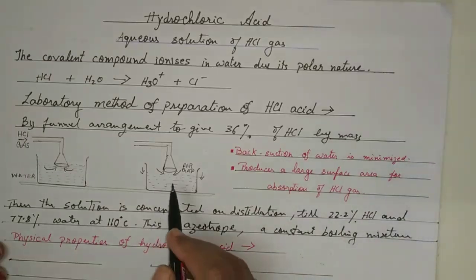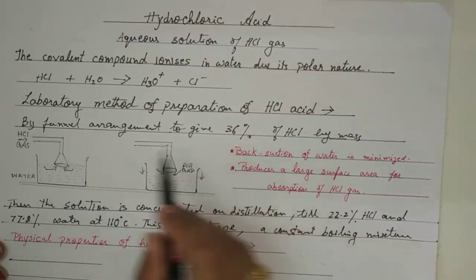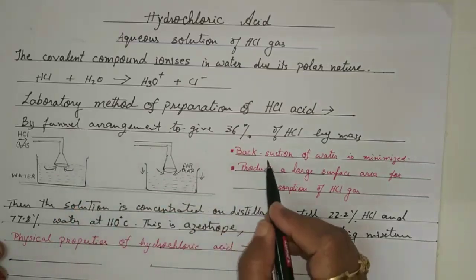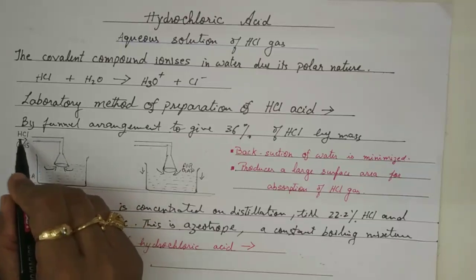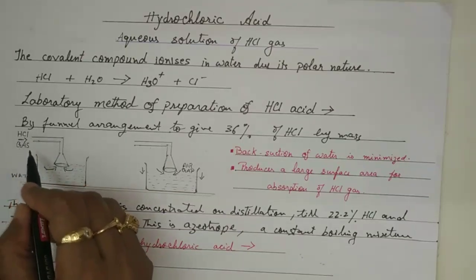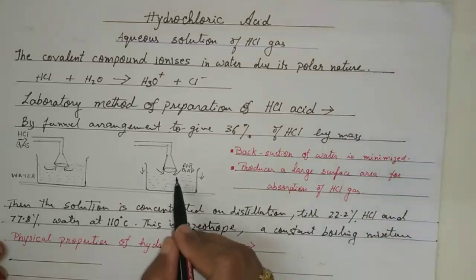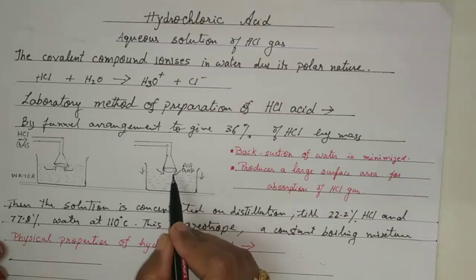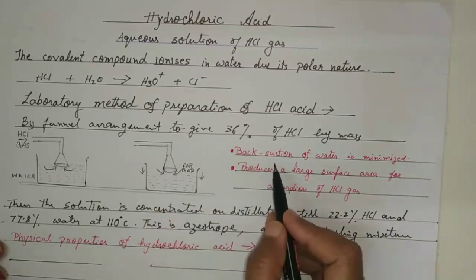And here the back suction which I was talking about and the funnel arrangement, the reason behind it is that the back suction of water is minimized, because if a lot of water goes in, there will be explosion in the jar where HCl is actually being collected by the laboratory method. So this is minimized. As well, a larger surface is provided for the absorption of HCl gas. So a tube is not taken, a funnel is taken.